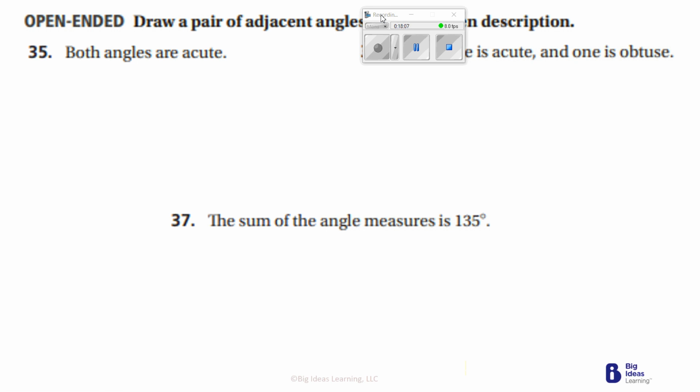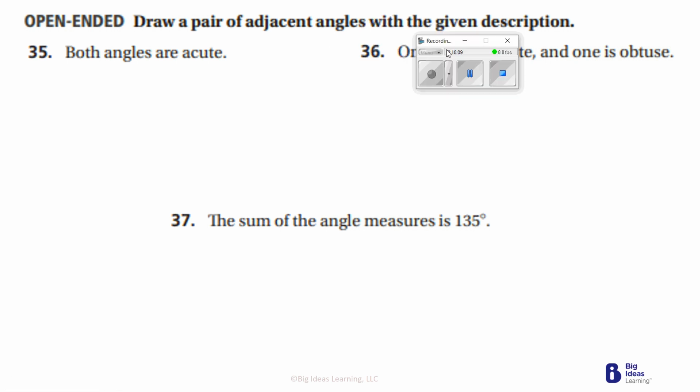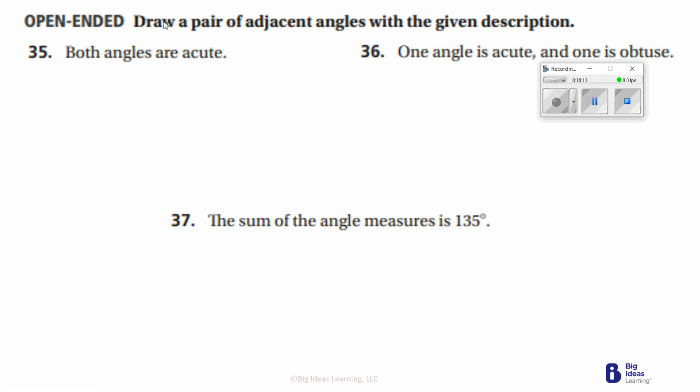I got number 35, so let's put this over here. Draw a pair of adjacent angles with the given description. Both angles are acute. I need adjacent angles that are acute. Okay.